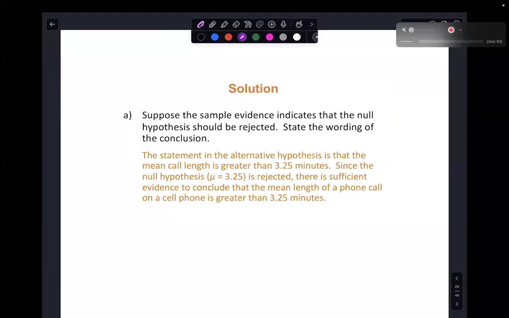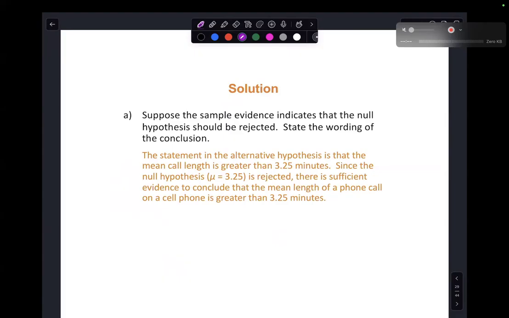The statement in the alternative hypothesis is that a mean call length is greater than 3.25 minutes. Since the null hypothesis is rejected, there is sufficient evidence to conclude that the mean length of a phone call is greater than 3.25 minutes.